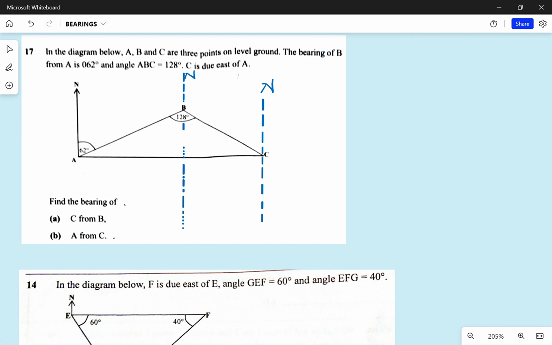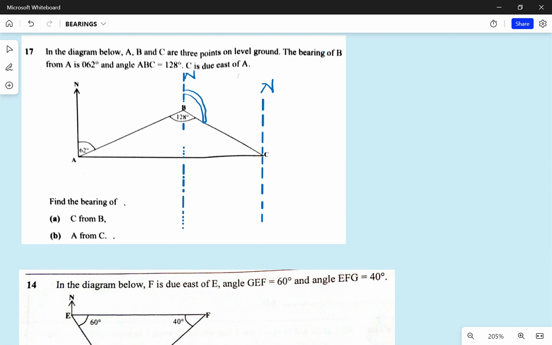So let's look at the first one. The first one says, find the bearing of C from B. C from B means from the north of B to the arm of C, or to the line that leads to C. From the north of B to the line that leads to C, that is C from B. Okay, meaning we want to find this bearing here. This is C from B. Okay, C from B. From the north of B to the arm of C.